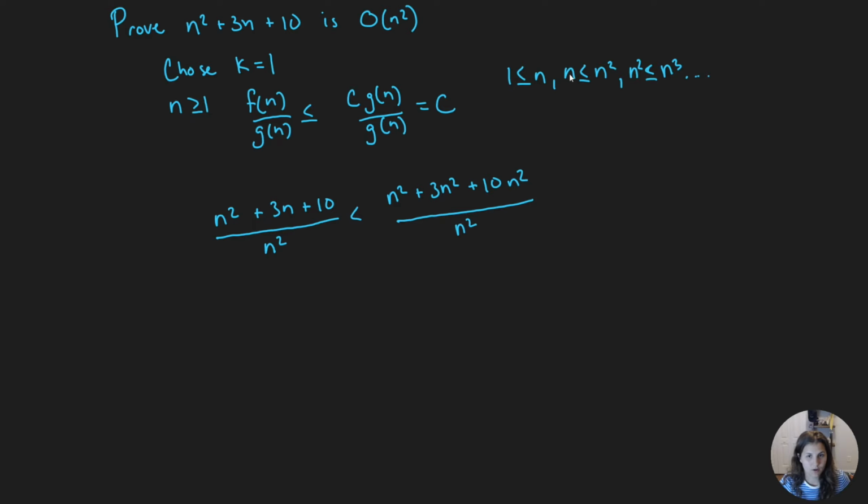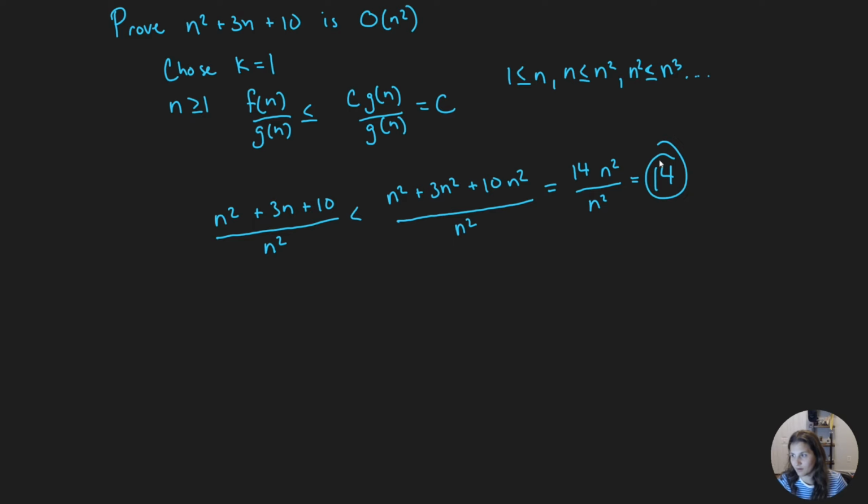1 is less than or equal to 1, and 1 is less than or equal to 1, and if we make n greater than 1, this is true as well. So we can now say here that n squared plus 3n plus 10, we have to handle this constant, so we make it n squared. And 10 then becomes 10 n squared. So n squared plus 3n squared plus 10n squared is 14n squared over n squared, which means we have 14.